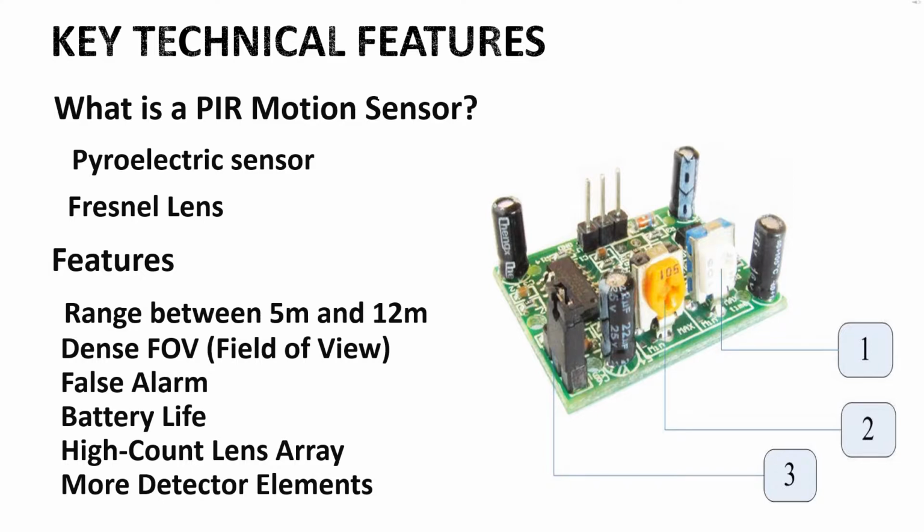PIR sensor have long battery life. High quality PIR sensor can last multiple years on one battery. They have more lens array, which help them to improve the field of view, and same goes for detector element. Both detector element and lens array help in detecting the smallest movement in an area covered by PIR sensors.